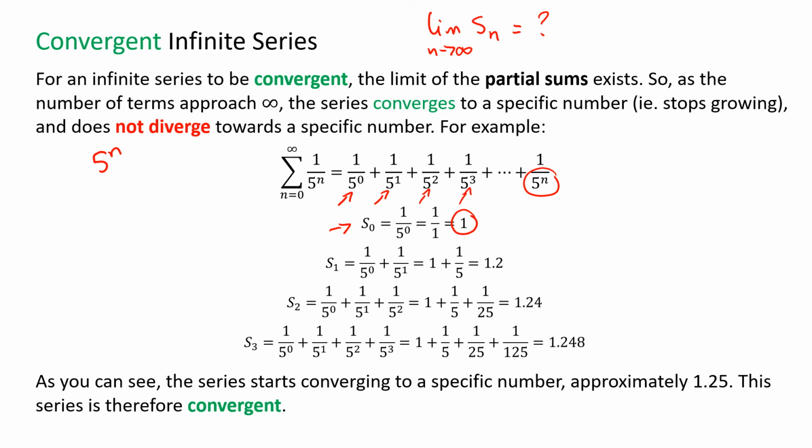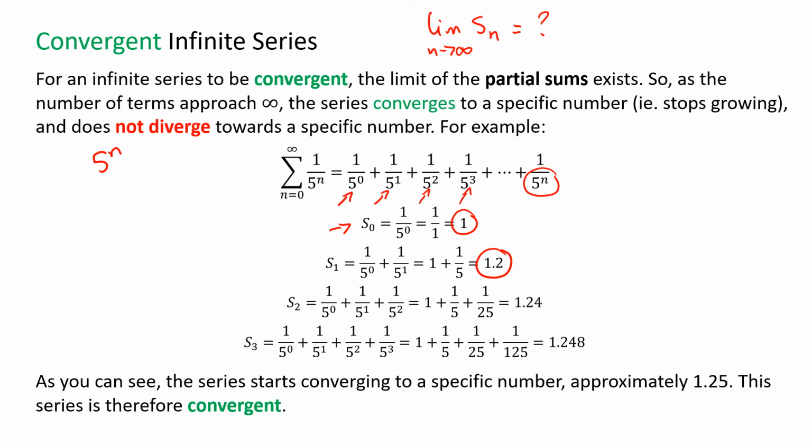S1 is equal to 1 divided by 5 to the exponent 0 plus that second term, 1 divided by 5 to the exponent 1. So we're left with 1 plus 1 over 5, which is 1.2.